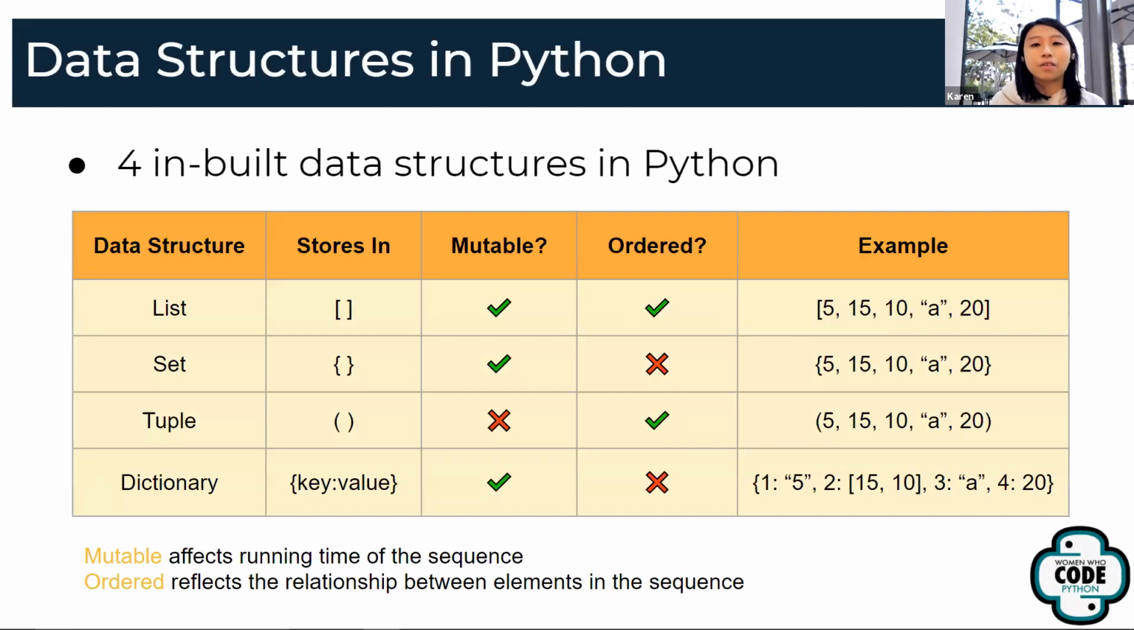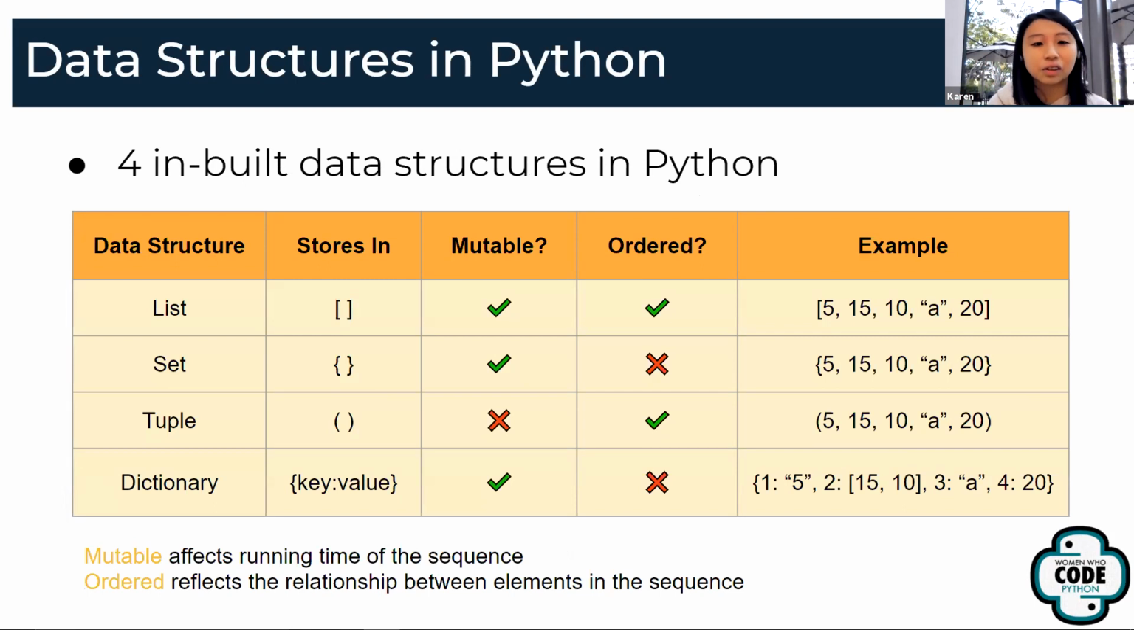So now, before we go into the questions, I want to review. You might be wondering, what is mutable, what is ordered? Okay, here it is. I just want to summarize it for all of you. These are the four things we talk about.